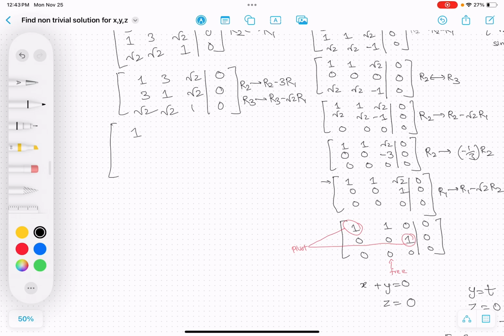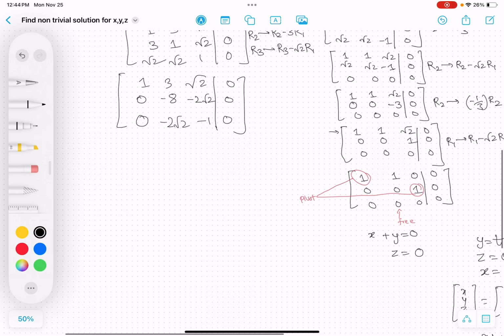So 1, 3, root 2, 0. And over here, 3 minus 3 is 0. 1 minus 9 is minus 8. Root 2 minus 3 root 2 is minus 2 root 2, 0. Now, root 2 minus root 2 is 0. Root 2 minus 3 root 2 is minus 2 root 2. 1 minus root 2 times root 2 is 1 minus 2, which is minus 1, 0.